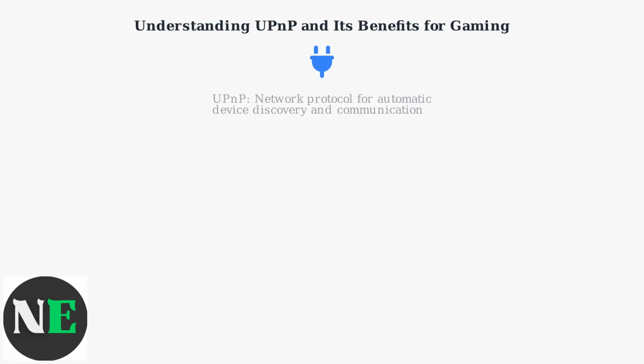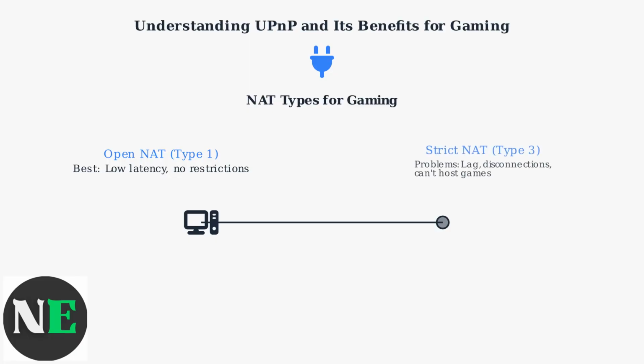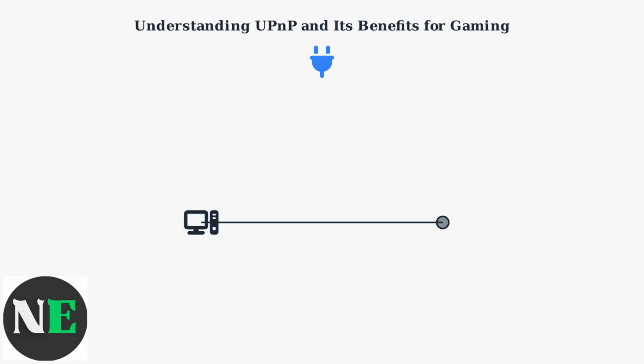UPnP, or Universal Plug and Play, is a network protocol that allows devices on your network, like your computer and router, to automatically discover and communicate with each other. For gaming, this is crucial because it helps optimize your NAT type, which affects your ability to connect to online games. An open NAT Type 1 provides the best experience with low latency and no restrictions, while a strict NAT Type 3 can cause lag, disconnections, and the inability to host games.